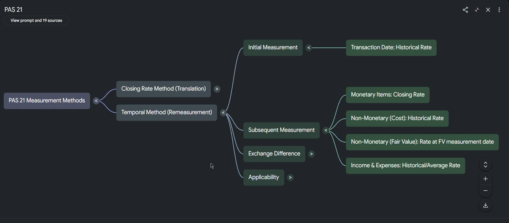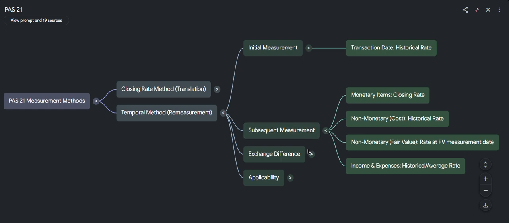Next is for the non-monetary items. Non-monetary items have a special rule: if a certain non-monetary item is measured initially at its cost, subsequently it is also measured using its historical rate. In contrast, non-monetary items initially recorded at fair value are also measured at fair value at the rate of its measurement date. For income and expenses, it is recorded at historical rate or average rate if it is more practicable.